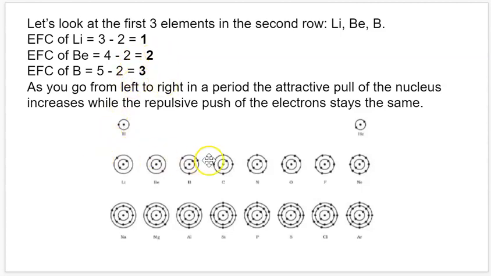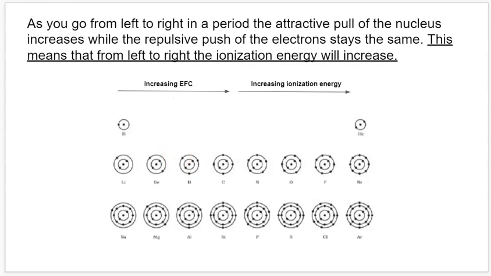So as we go from left to right, the pull of the nucleus is increasing. So that means that the ionization energy is going to be increasing because it's going to be harder and harder to pull electrons off of it when the strength of that nucleus is increasing. So overall, the trend here is as we go from left to right, we're increasing in our effective nuclear charge, which is overall increasing our ionization energy.